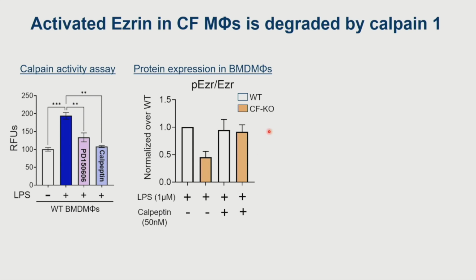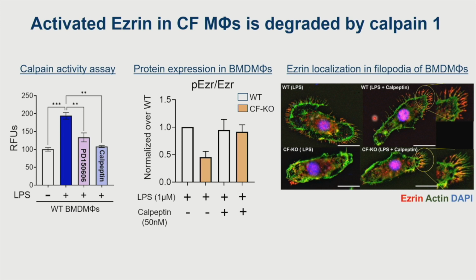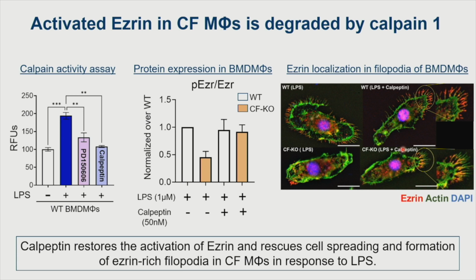Not only the activity of ezrin, but we were also able to restore the filopodia region where the ezrin was enriched in CF knockout macrophages. So overall, in this study, using a calpain inhibitor, we were able to restore the activation of ezrin and rescue the cell spreading, which led to formation of ezrin-rich filopodia in CF macrophages in response to LPS.